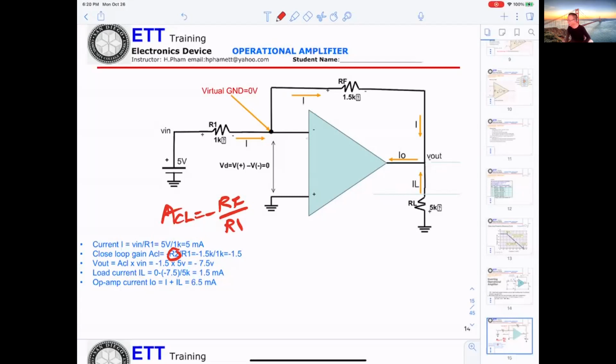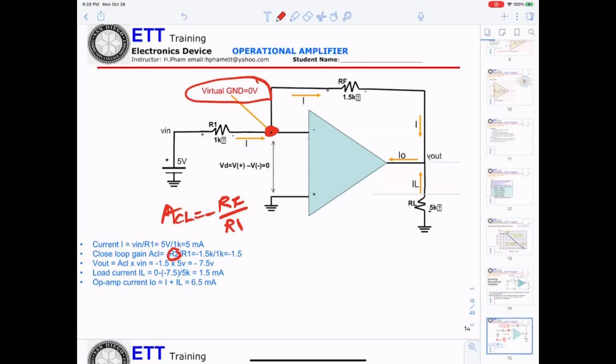That covers everything regarding the inverting amplifier. And make sure this point right here, they call a virtual ground. Otherwise, if they ask you, you don't know. That's different from physical ground. It doesn't have to have a wire connected to ground, but it is still 0 volt.